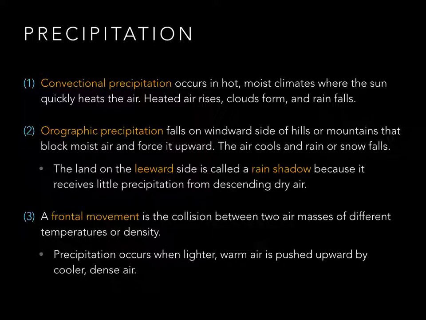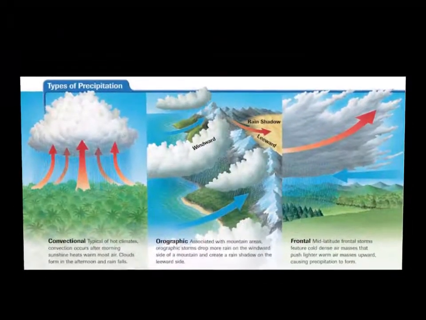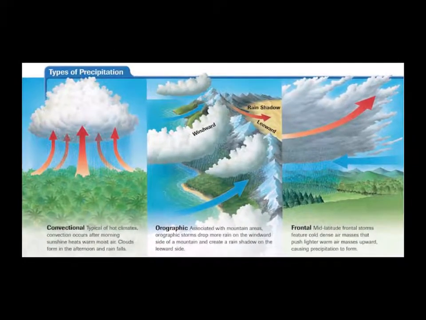Third, there's the frontal movement. This occurs in North Texas, and it is the collision between 2 air masses of different temperatures or density. Precipitation occurs when the lighter, warm air is pushed upward by cooler, dense air that slides beneath it. If you like, you can pause on this slide and study more about the types of precipitation in more detail.